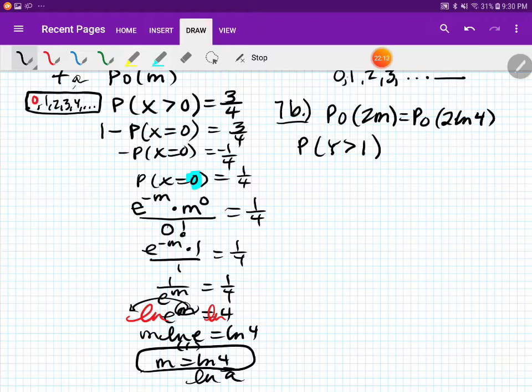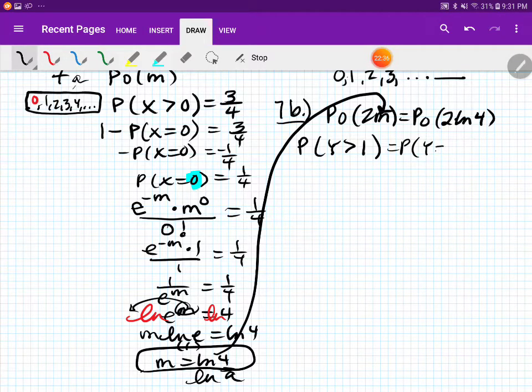Cool. Okay, I'm thinking we're going to bring that 2 up to be ln of 4 squared, but we don't need to think that right now. I only did that because I substituted the m right here. That's y, so this is the y distribution. Find the probability of y greater than 1. Greater than 1 and greater than 0 is different. So what is that? Greater than 1 would be 2, 3, 4, 5, etc.